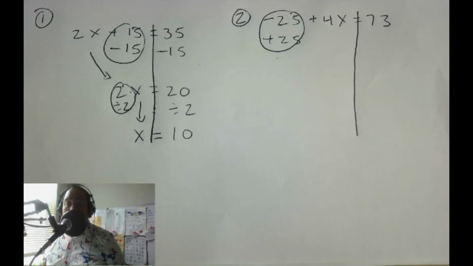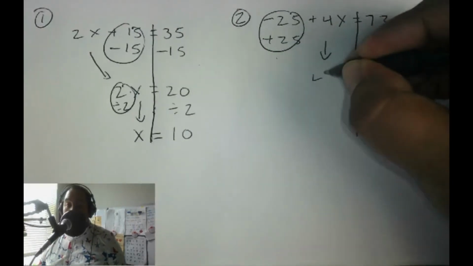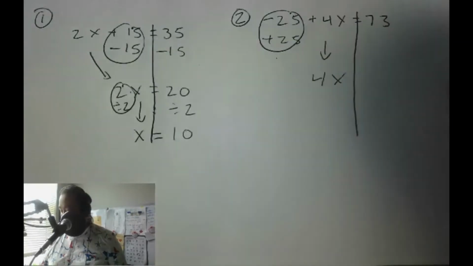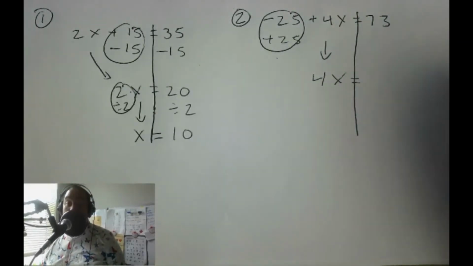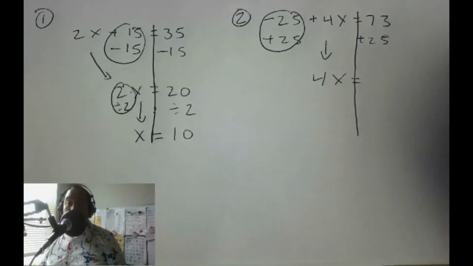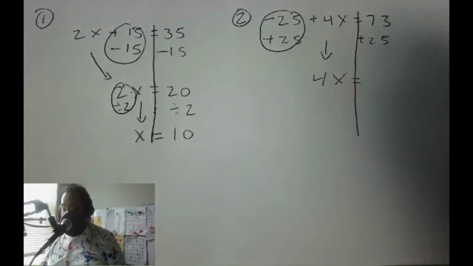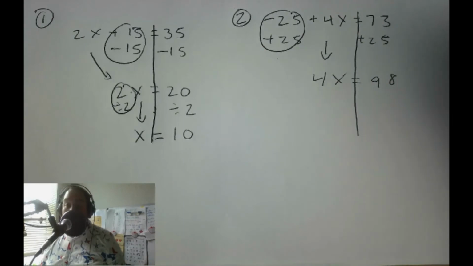That means I'm left with a positive 4x all by itself. So I'm just going to bring that down. So now I have 4x is equal to, well, whatever I do to one side, I'm going to have to do to the other. So 73 plus 25. 73 plus 25 equals: 3 plus 5 is 8, 7 plus 2 is 9. So now I have 4x equals 98.